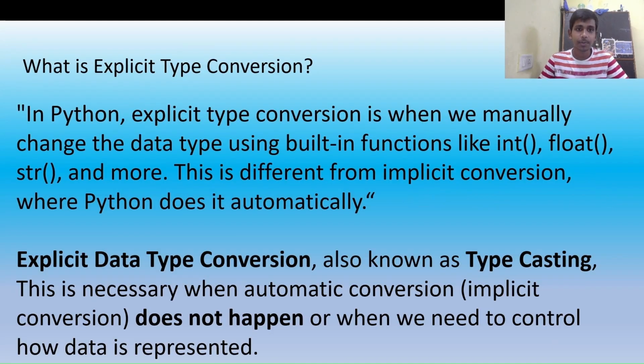So what is explicit type conversion? In Python, explicit type conversion is when we manually change the data type using built-in functions like int, float, string, and more. This is different from implicit conversion, where Python does it automatically. Explicit data type conversion, also known as typecasting, is necessary when automatic conversion does not happen or when we need to control how data is represented.